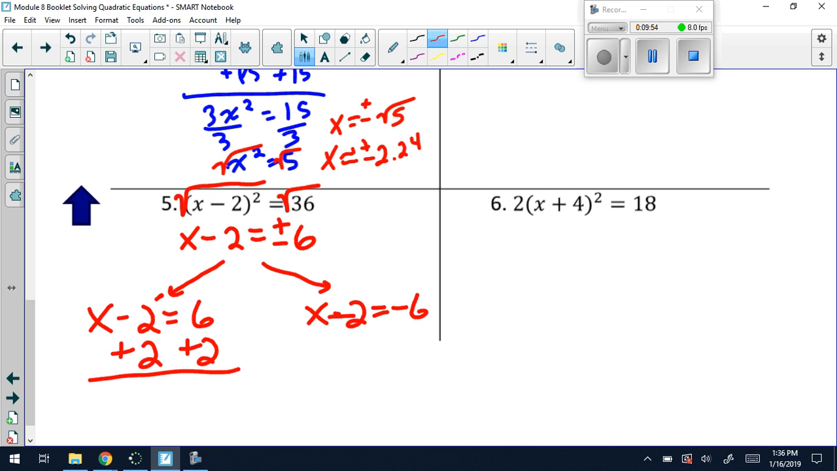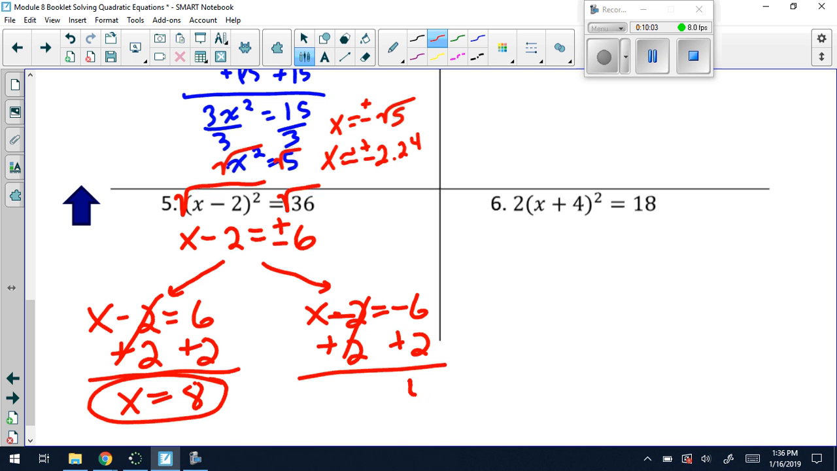So I need to add 2 to both sides. There's one of my solutions. Add 2 to both sides. Signs are different, so I subtract and keep the sign of the larger. There's my other solution.